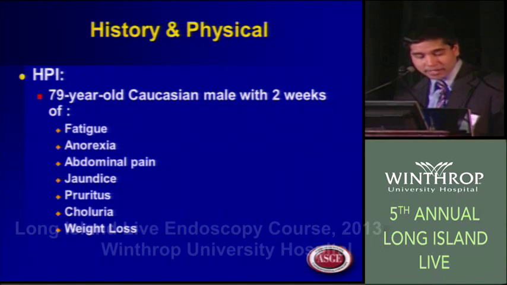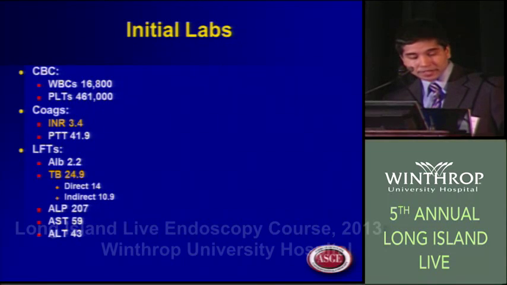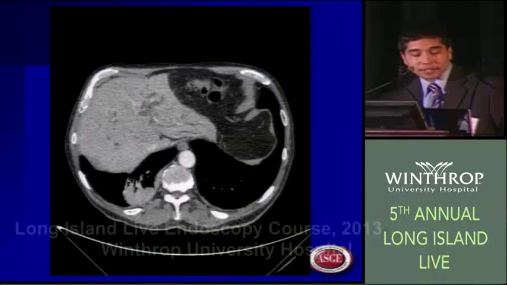This is an example, and I'll make this a little briefer. A 79-year-old Caucasian male with symptoms of malignancy and obstructive jaundice. These are some of the labs. INR is quite high, 3.4. Bilirubin was 25, most of it direct. So it seems less likely to be cirrhosis, or an underlying cirrhosis with a superseding malignancy, given that coagulopathy.